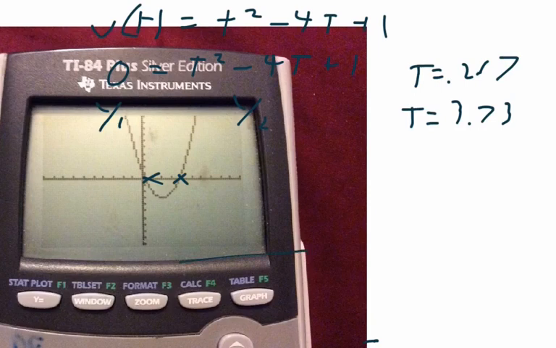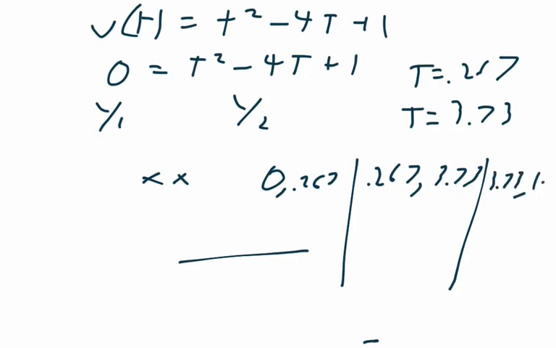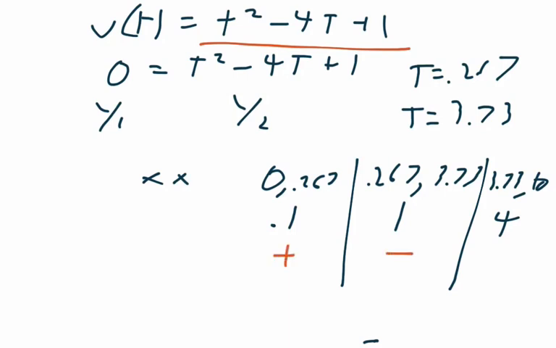So now that I have my points, I'm going to do from 0 to 0.267, from 0.267 to 3.73, and from 3.73 until 10. So I'll use 0.1, 1, and 4. Plug them back into the original. This was positive and then negative. This one over here is positive. So increasing means right, decreasing means left, and increasing means to the right. Those are the positive and negative directions.